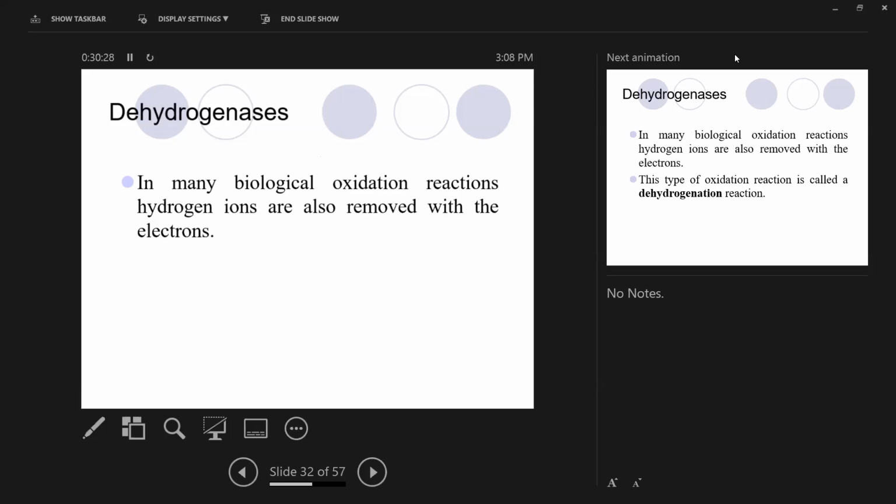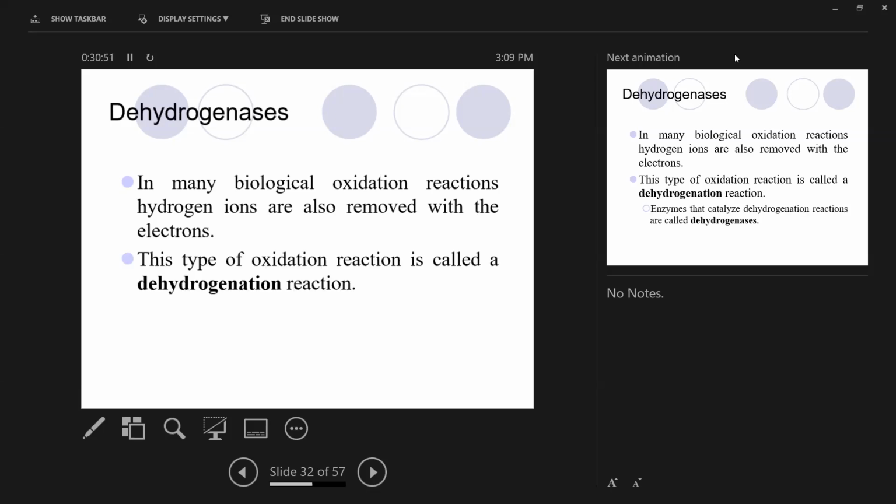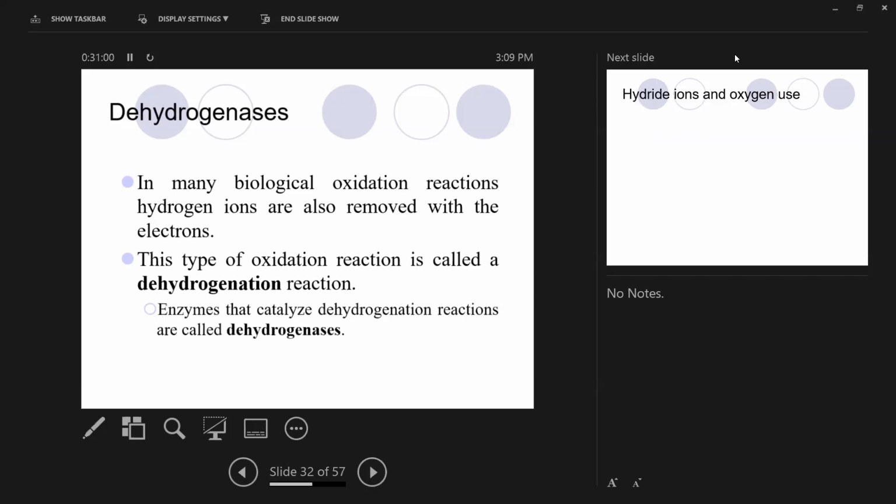So in biological reactions, very typically, your electrons will be paired with hydrogen ions. And the reaction that is an oxidation that involves electrons paired with hydrogen ions, those are typically called dehydrogenations. And enzymes that participate in such redox reactions are usually referred to as dehydrogenases.